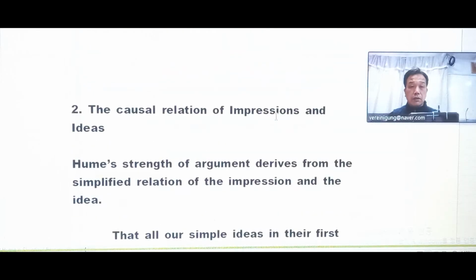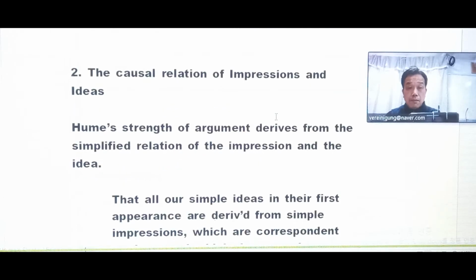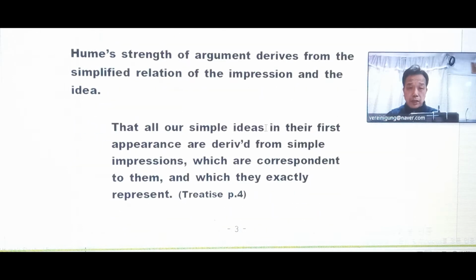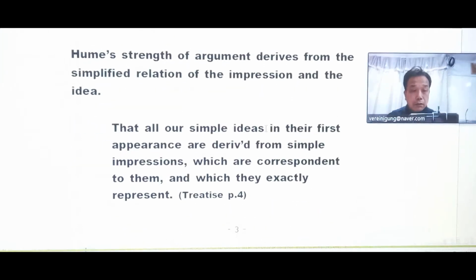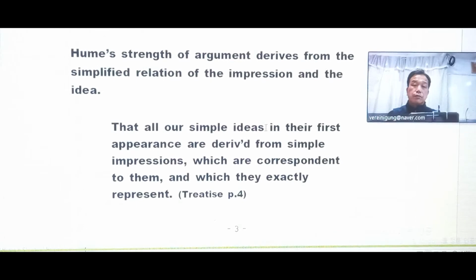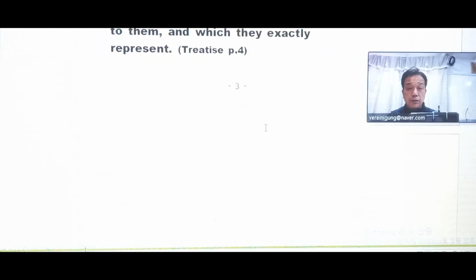Second chapter, the causal relationship of impressions and ideas. Hume's strength of argument derives from the simplified relationship of impressions and ideas. That all our simple ideas in their first appearance are derived from simple impressions, which are correspondent to them and which they exactly represent. Treatise, page 4.